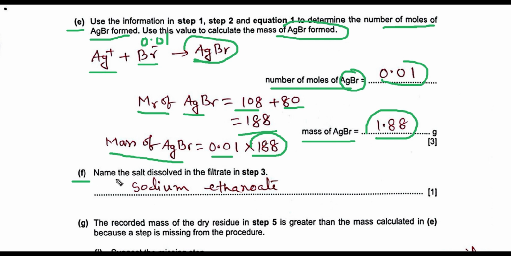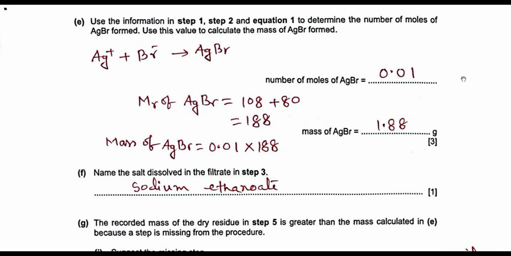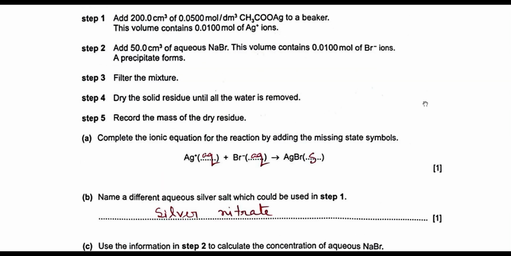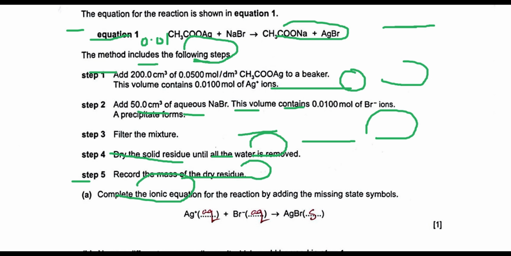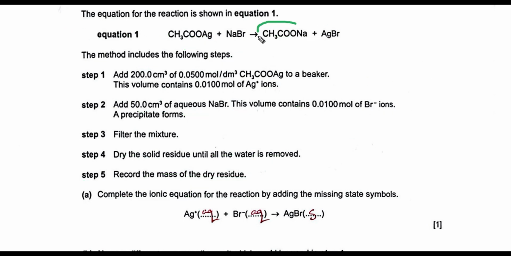F, name the salt dissolved in the filtrate in step 3. The salt will be sodium ethanoate. In step 3, you see this is a soluble salt, sodium ethanoate. Filter the mixture. Silver bromide will be separated and the soluble salt will be sodium ethanoate.